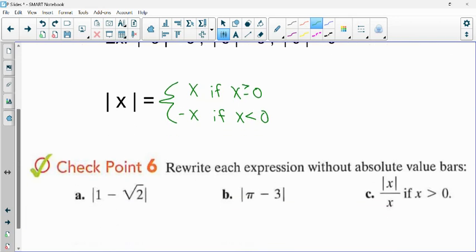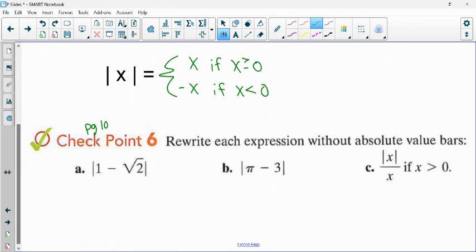So this is checkpoint 6. It's on page 10. And it says rewrite each expression without absolute value. And of course you can't use your calculator. Okay?